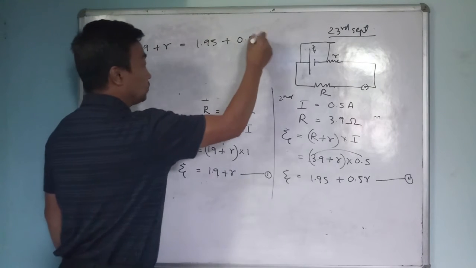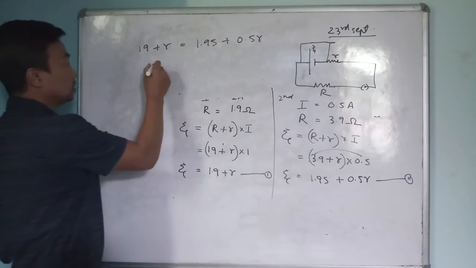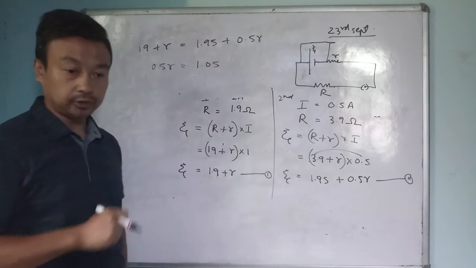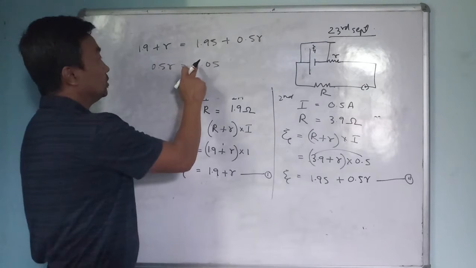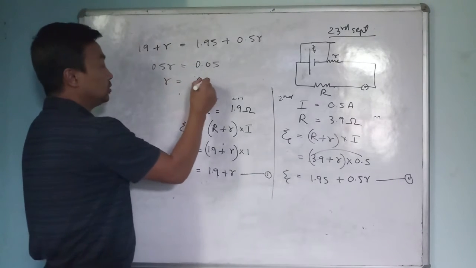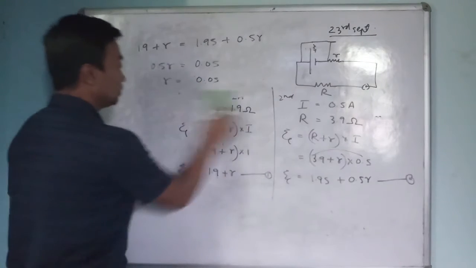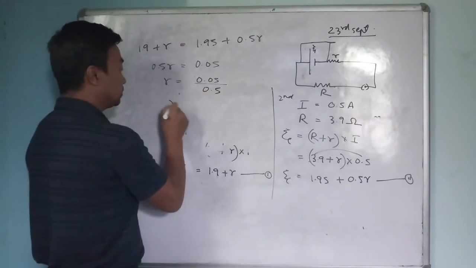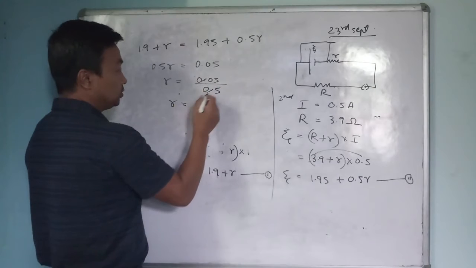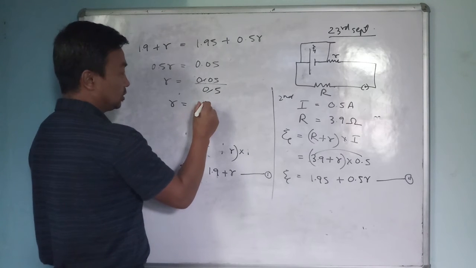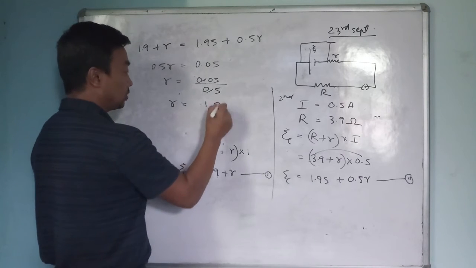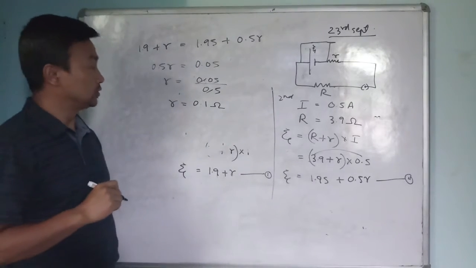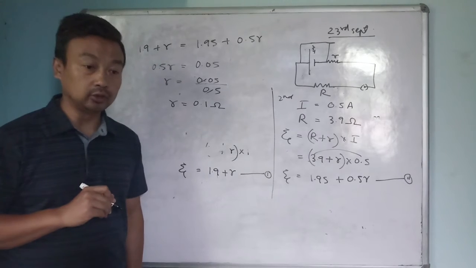1.95 plus 0.5 R. If you cross multiply, you will get that 0.5 R equals 1.05, like this. Sorry, 0.05. So R will be 0.05 upon 0.5. So if you substitute, you will get 0.1 ohm. Yes or no? Yes, 0.1 ohm. So the internal resistance is 0.1 ohm.